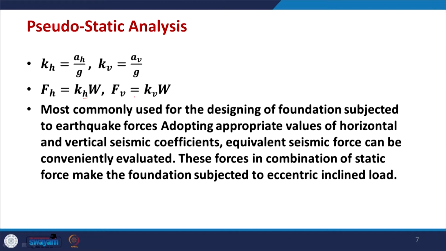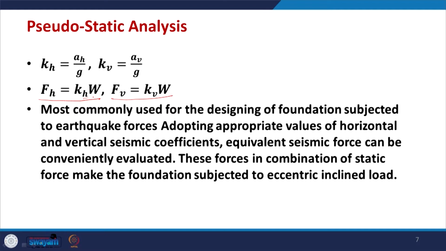So, if I multiply W with KH, then you get the horizontal force equal to FH. In the same way, if I multiply W with KV, then I get FV. These are the horizontal force and vertical force due to the seismic load, which is considered as a static load, but one is acting in the lateral direction and the other in the vertical direction, where KH and KV are called horizontal and vertical seismic coefficients. KH and KV are dimensionless parameters. So, KH can be found as AH over G, while KV can be found as AV over G.